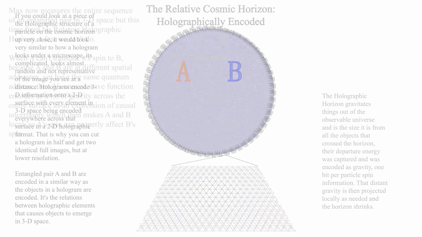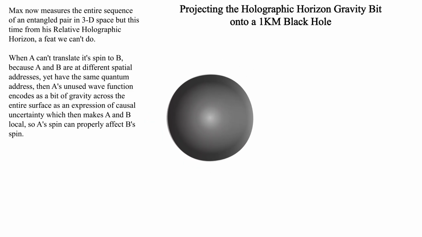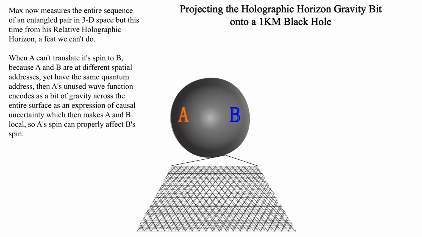Max now measures the entire sequence of entangled pair in 3D space, but this time from his relative holographic horizon, a feat we can't do. When A can't translate its spin to B because A and B are at different spatial addresses yet have the same quantum address, then A's unused wave function encodes as a bit of gravity across the entire surface as an expression of causal uncertainty, which makes A and B local. So A's spin can properly affect B's spin.